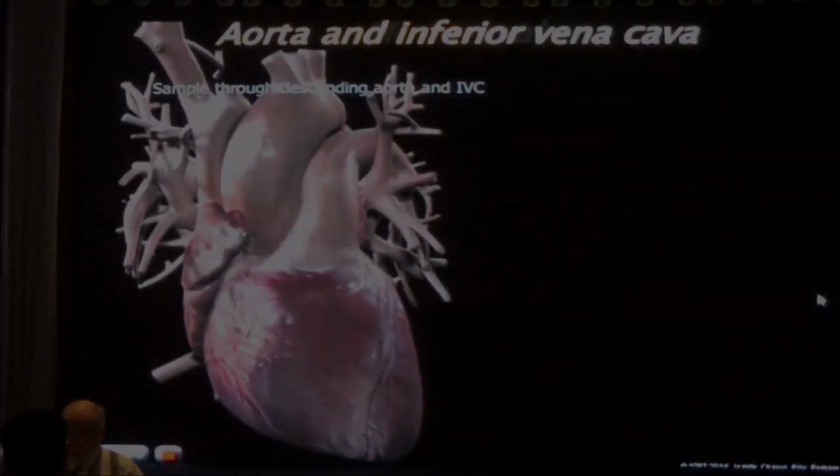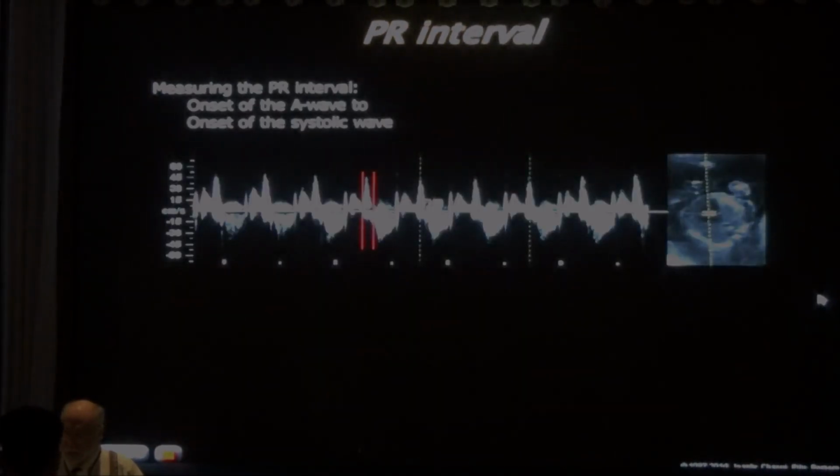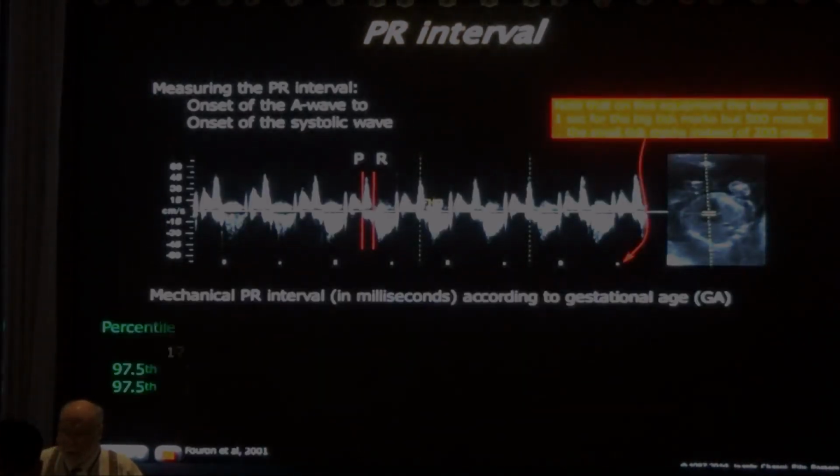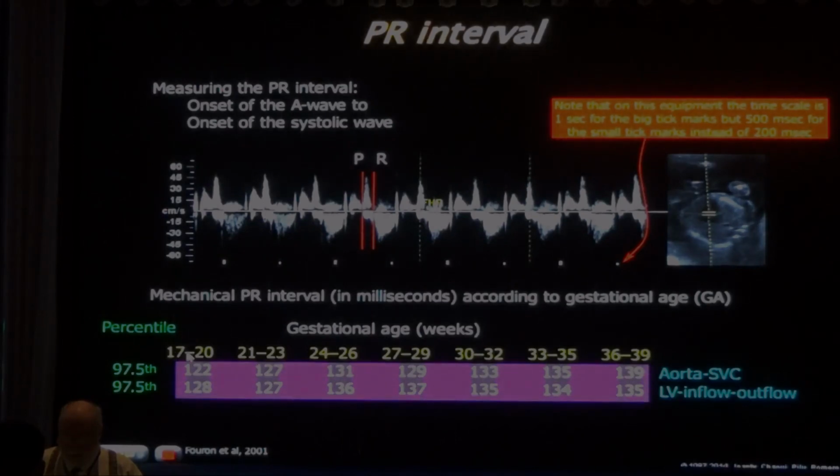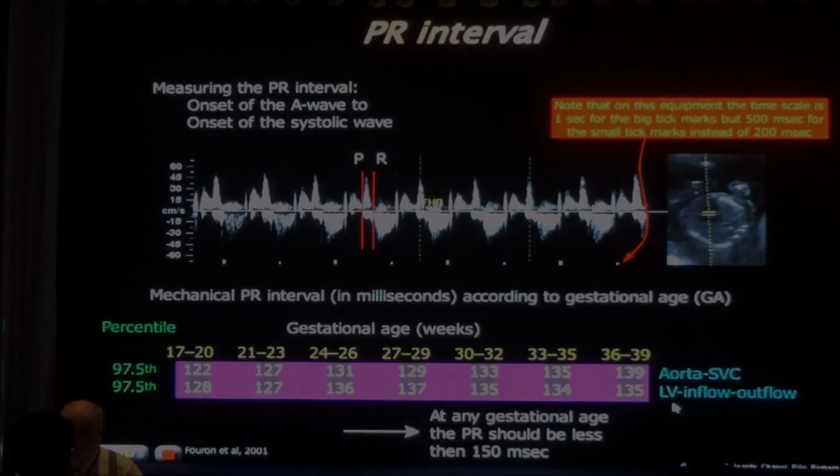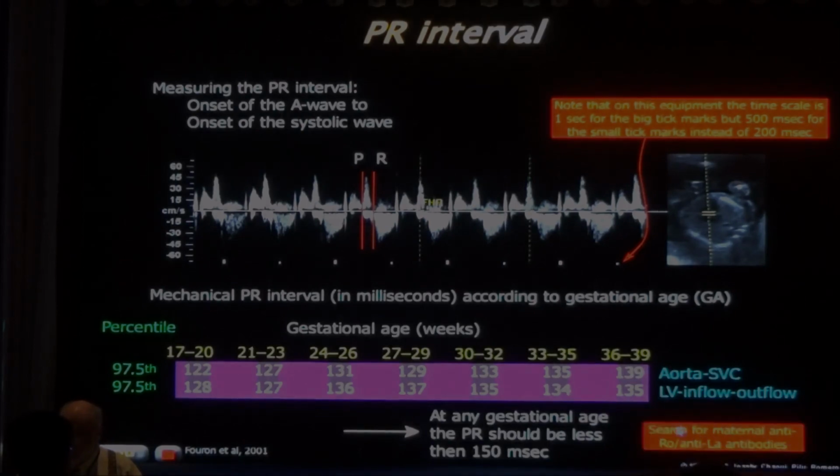Now, I'm going to skip them because I don't have enough time. What I wanted to show you is that at whatever gestational age you measure this, whichever technique you use, that PR interval has to be less than 150 milliseconds. If it's 140, you risk it 3 days later. If it's above 150 milliseconds, then the patient most likely has either lupus or an autoimmune disorder. And these are babies that can be treated prenatally, and these babies can be recovered.